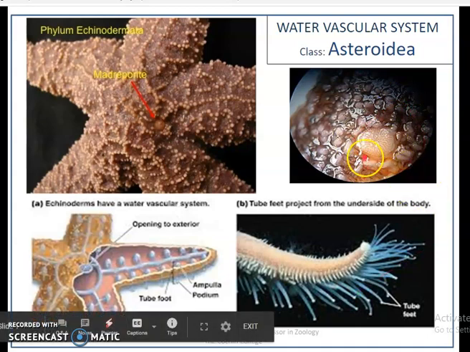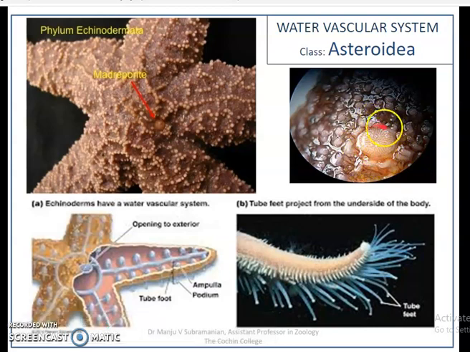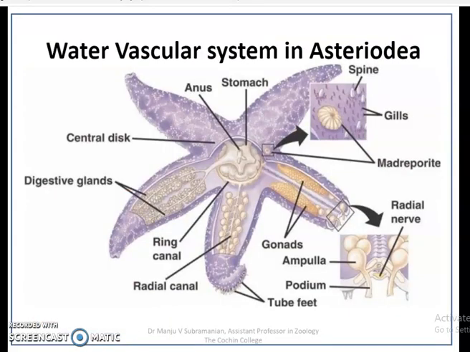This diagram shows the magnified view of the madreporite, this portion, and here you can see certain ridges and pores, which arise as a plate-like structure on the aboral side. This is a view of the madreporite. In this slide you can see a sectional view of the water vascular system. Here is a magnified view of the madreporite.